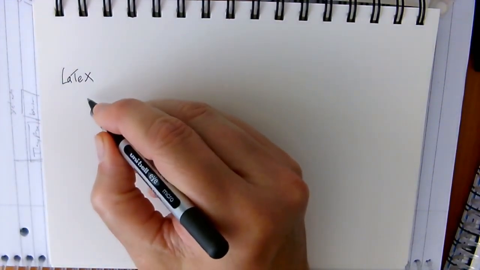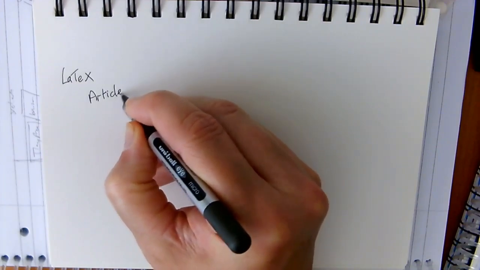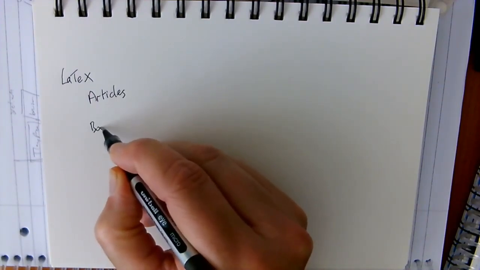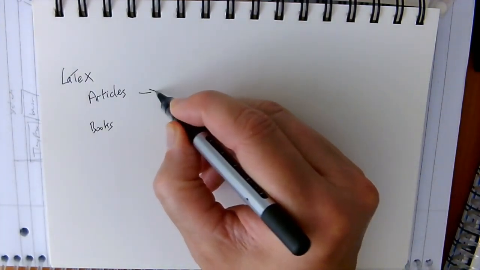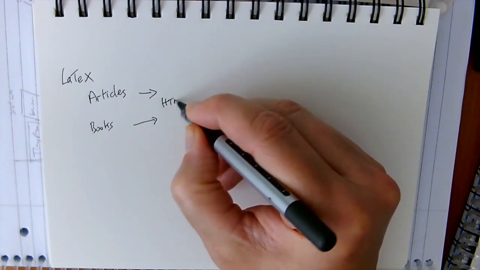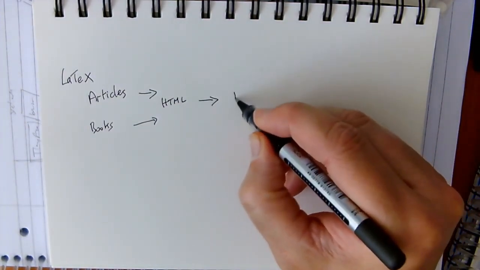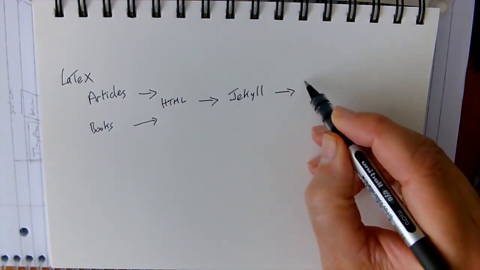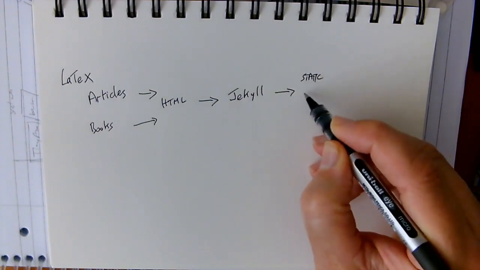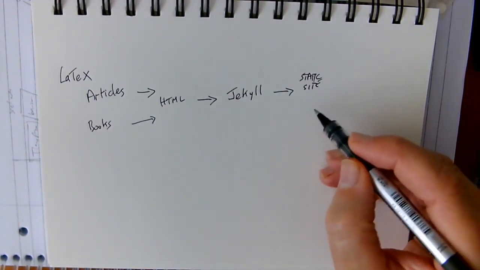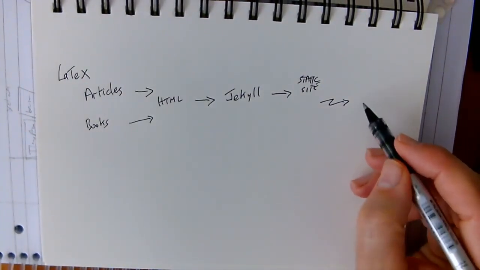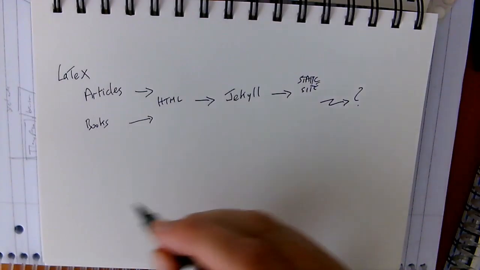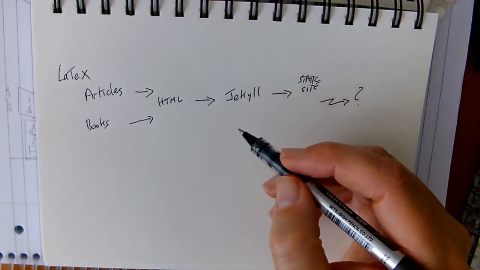So the object of this exercise is, I want to be able to take, for example, LaTeX files, mainly for articles, but I've got the idea of articles, blog posts, if you like, some books I'm going to put together. These will get translated to HTML files, which will then be fed in to Jekyll. Jekyll will be used to generate a static website. And that will be published to somewhere on the internet.